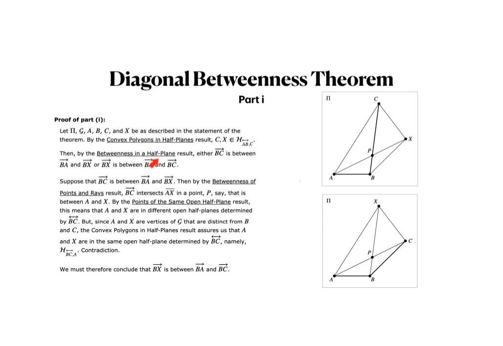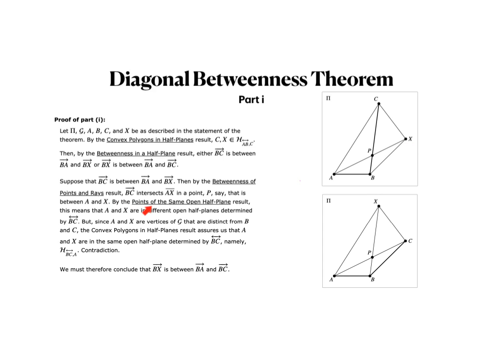Then by the betweenness in a half plane result, either ray BC is between BA and BX, or BX is between BA and BC. That's the betweenness in a half plane result. Suppose that BC is between BA and BX. Here's BC, and of course in this picture, it's between BA and BX. Then by the betweenness of points in rays result, BC intersects segment AX at a point P, say, that is between A and X.